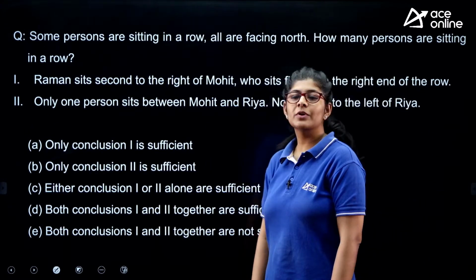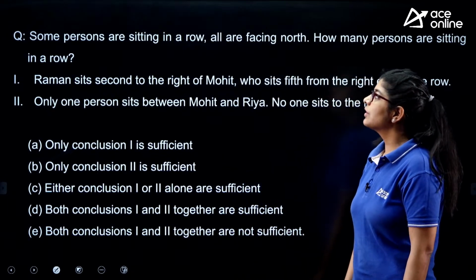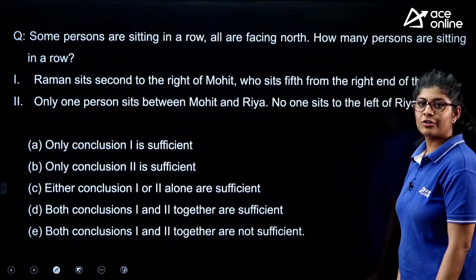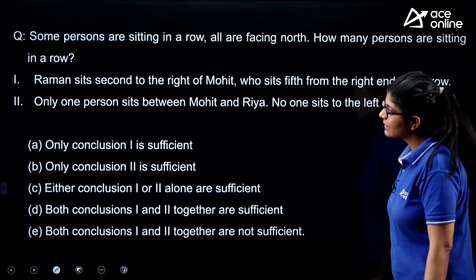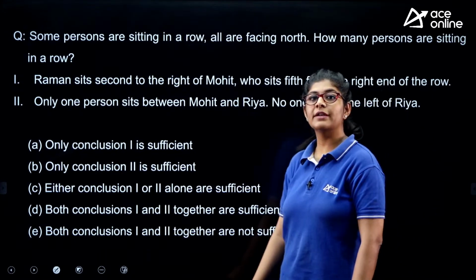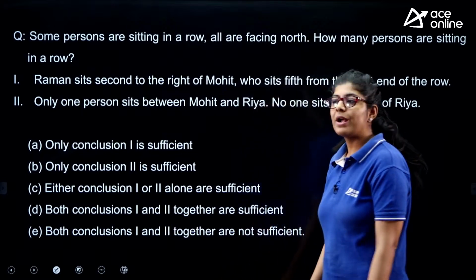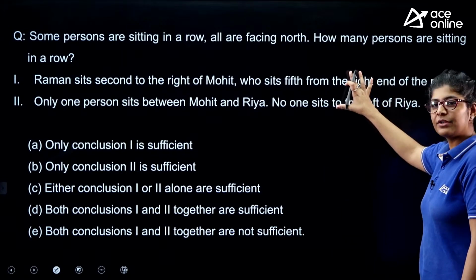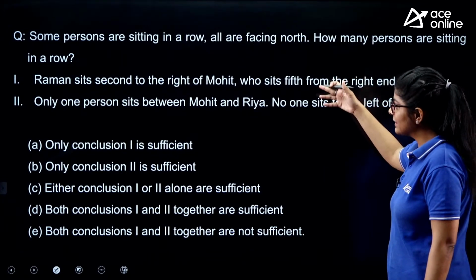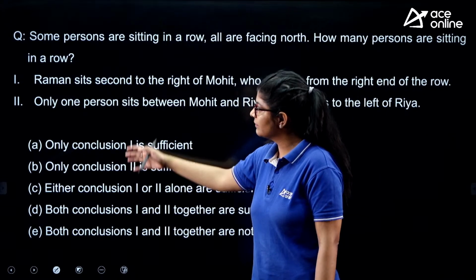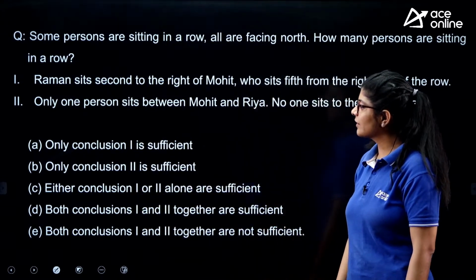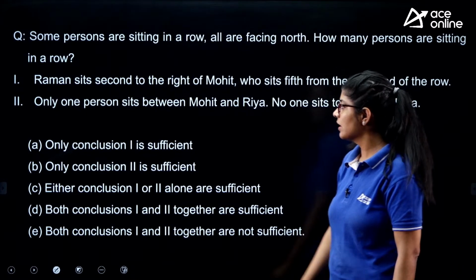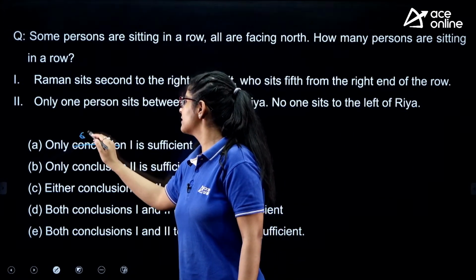The next question is from the concept of data sufficiency. So the question is saying that some persons are sitting in a row, all are facing north. How many persons are sitting in a row? What we have to do? We have to find out the number of persons who are sitting in a row, right? And here you are having 2 statements, and according to these statements you need to check whether these things are correct or not. Instead of conclusion, I guess we should use a word statements.